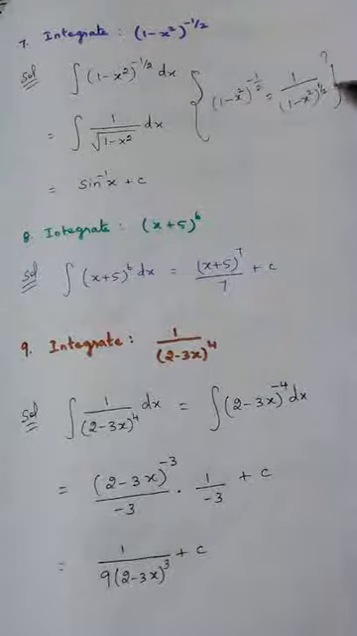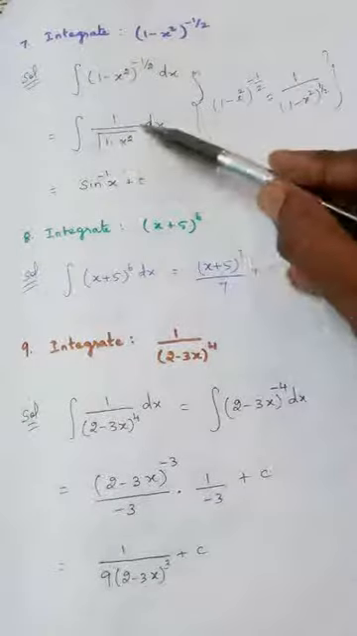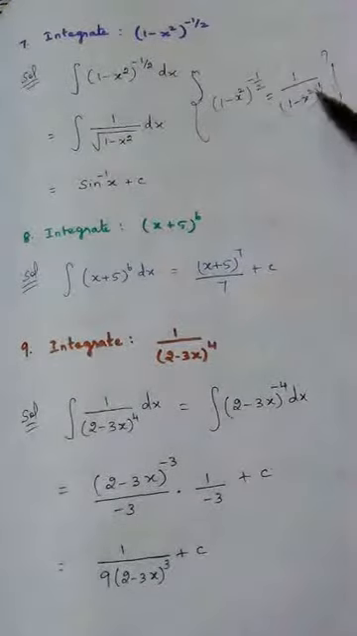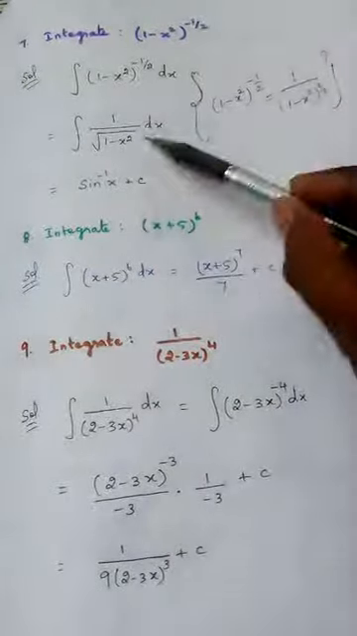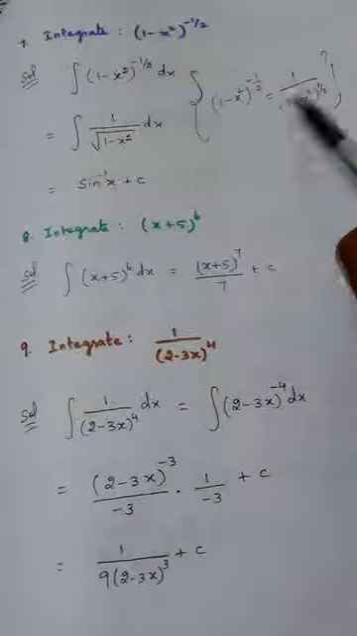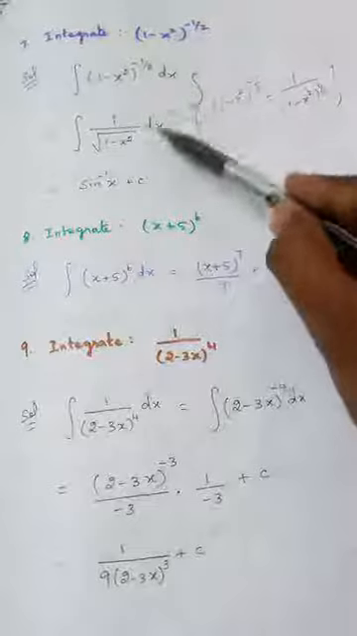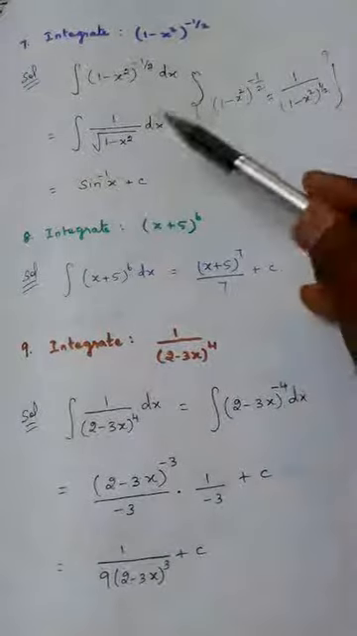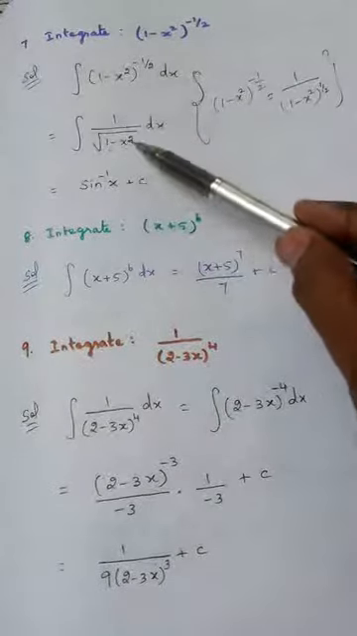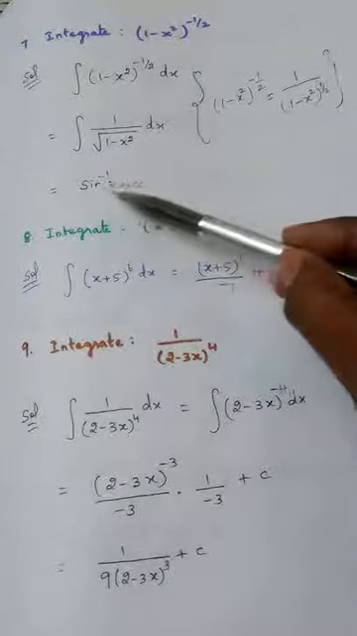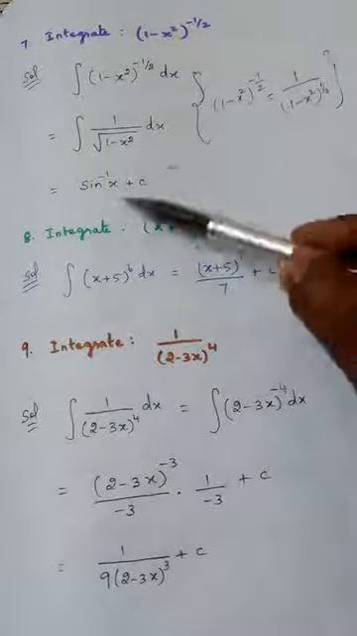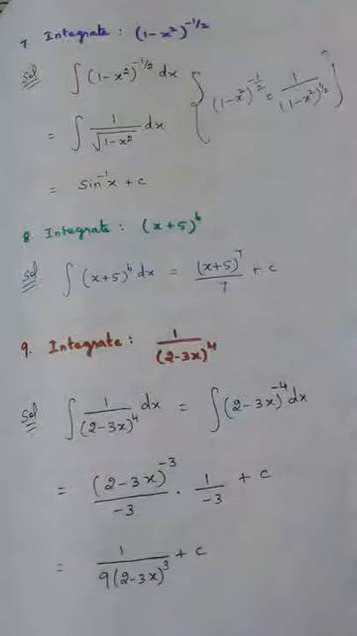Power 1 by 2 is written as square root. Yes or no? Power 1 by 2 means we can replace that by square root. So 1 by square root of 1 minus x square dx. Direct formula is there: 1 by root of 1 minus x square. Answer is sine inverse x plus c using the integration formula. Problem number 8.